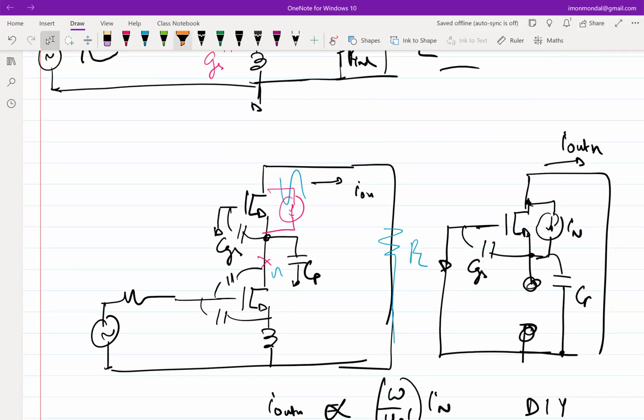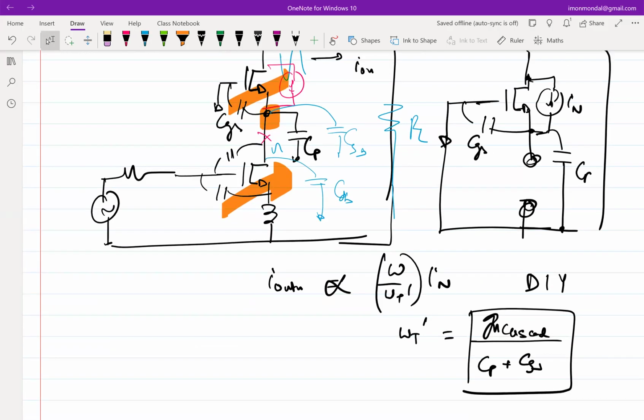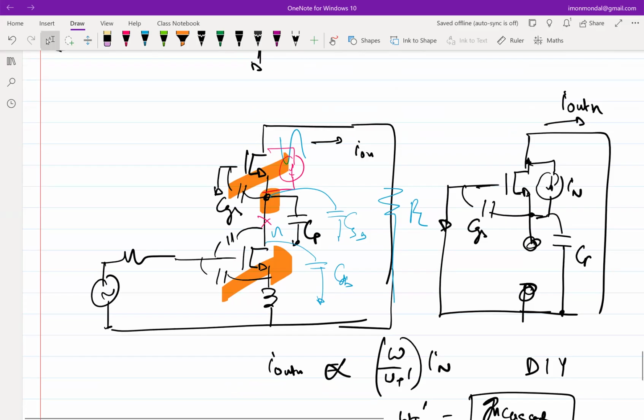If you become greedy and really size this transistor up, then the capacitance associated with it matters, because you have a drain to body capacitance of this transistor, and then you have a source to body capacitance of this transistor. So if the drain to body and the source to body capacitance start to dominate, then this omega t prime is going to come down, which means your cascode current will start to dominate. Not dominate, at least start becoming prominent, right?